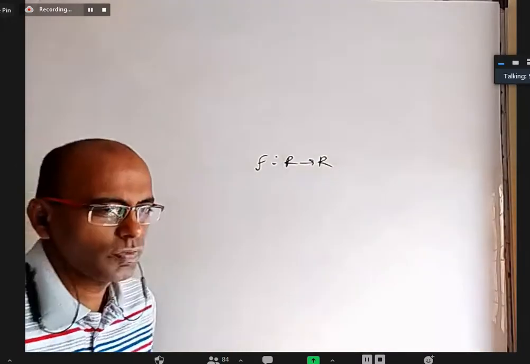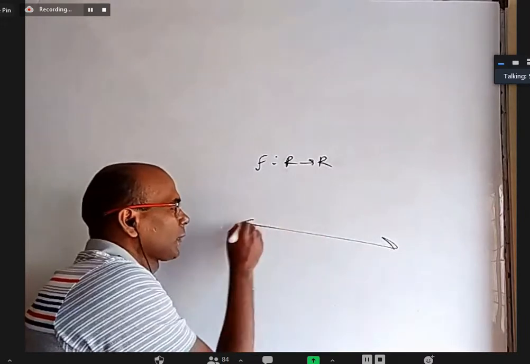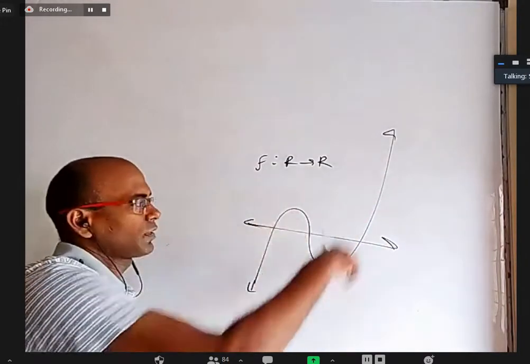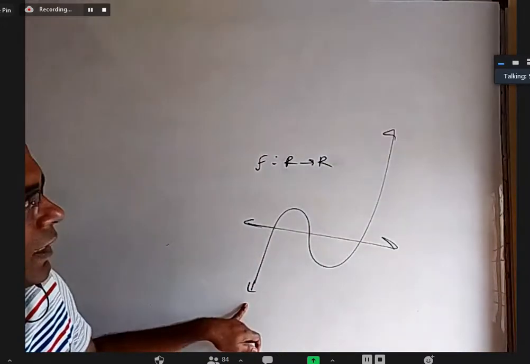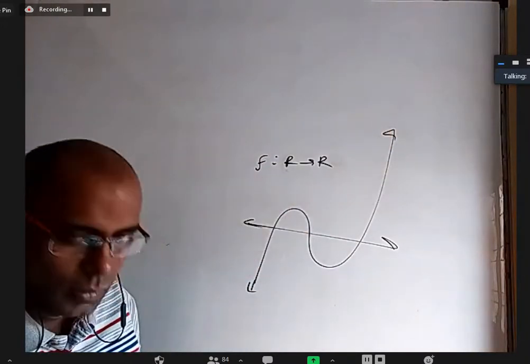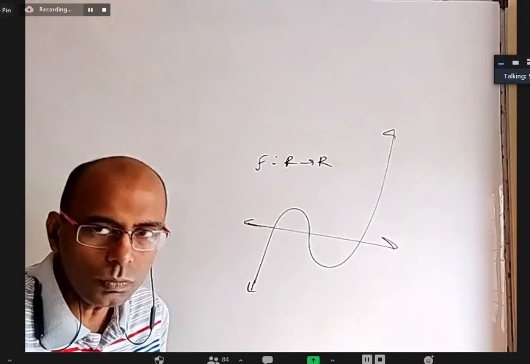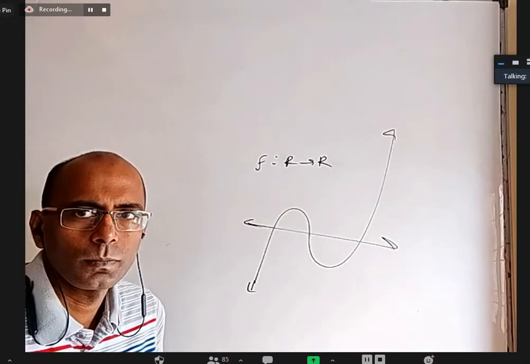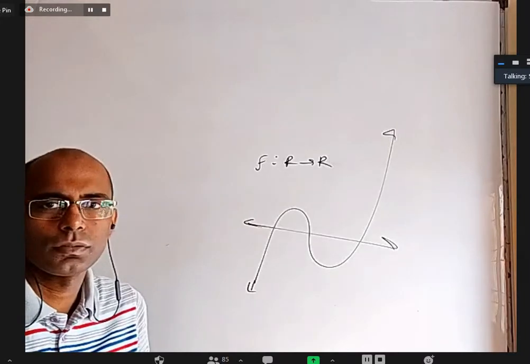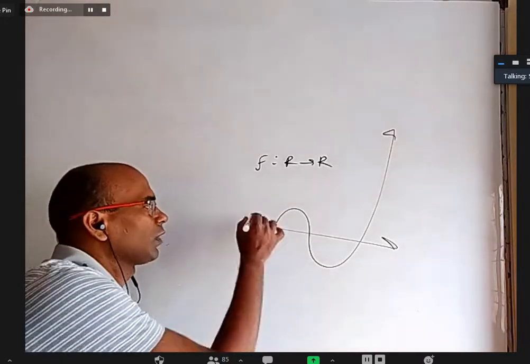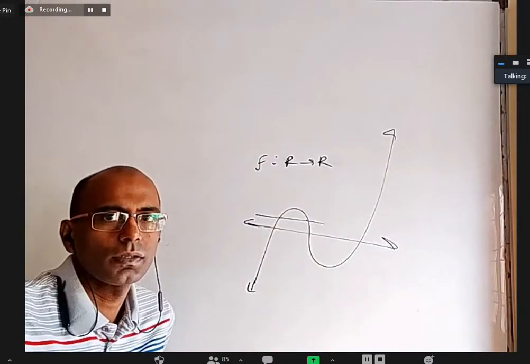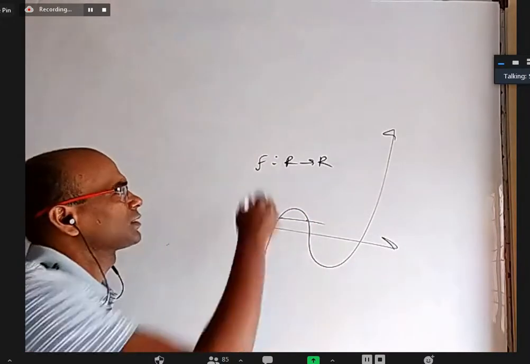I can even show from the graph, not a big deal. Let us say I have some graph like this. It covers everything, from minus infinity to plus infinity. From this graph, is it onto? Yes. But it is not 1-1, because a horizontal line will intersect more than once, right? If you want an example, I can easily write it.